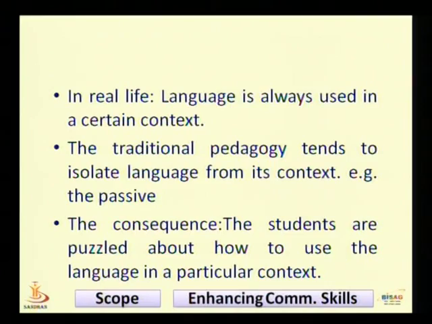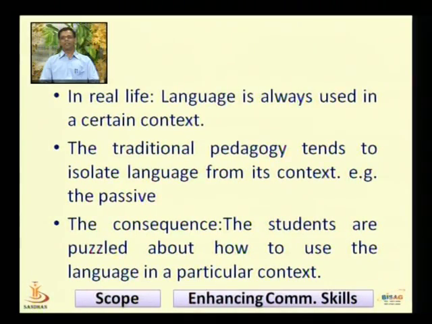Next thing, language cannot be learnt in isolation. Language can be learned in a particular context. Particular context, you might be wondering, what is this context word? Context word means particular situation.